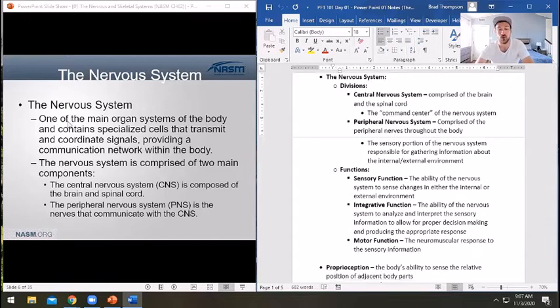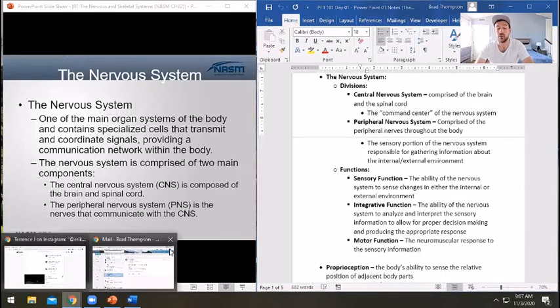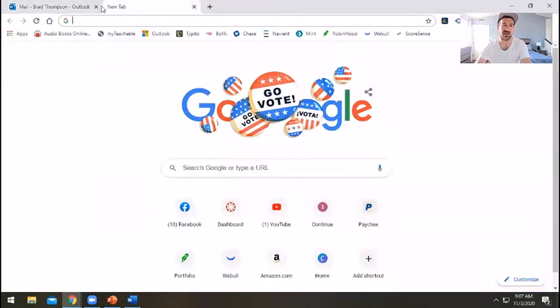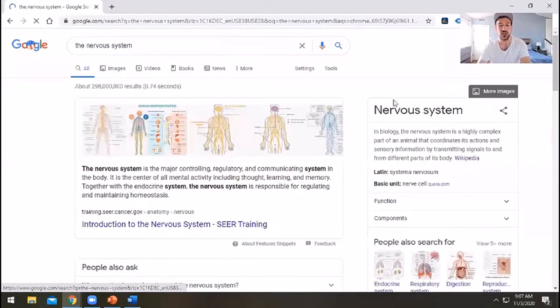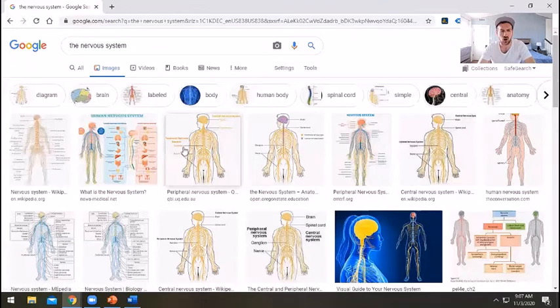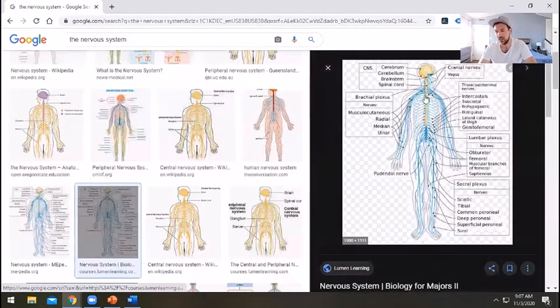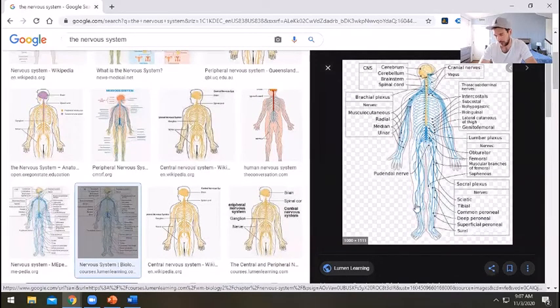And the nervous system is one of the three main organ systems that, like I said, has these specialized cells that help transmit and coordinate signals, right? That's how we create that communication network inside the body. When you look at the nervous system, you can see all these different nerves and tracts running throughout the body. Look at this huge communication network. This gives you information about anything in that section of the body.